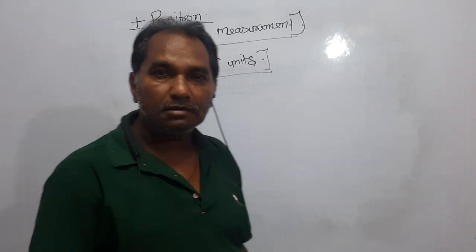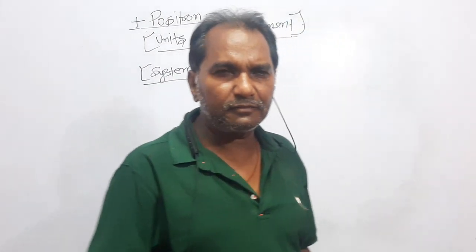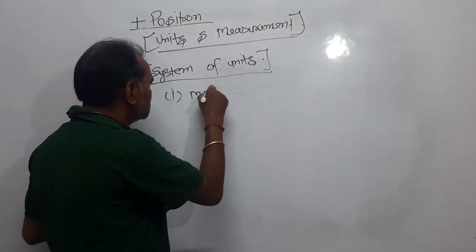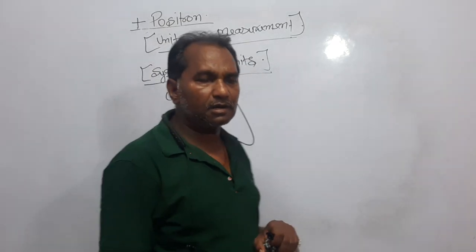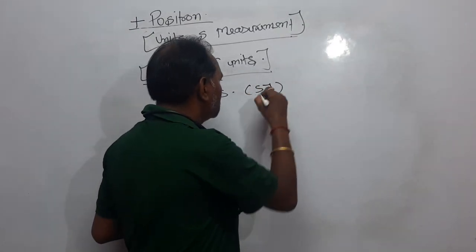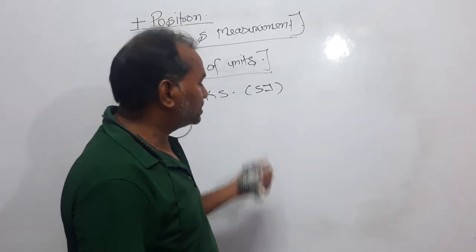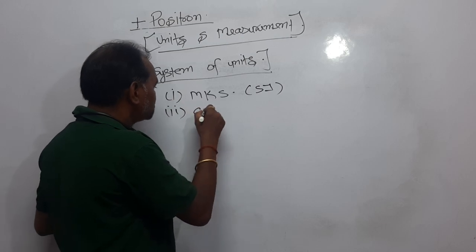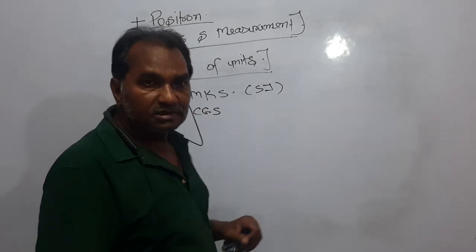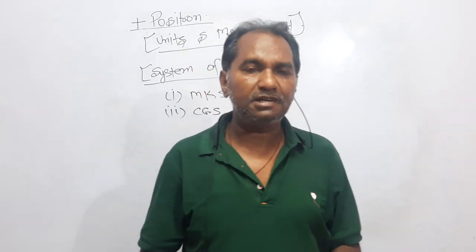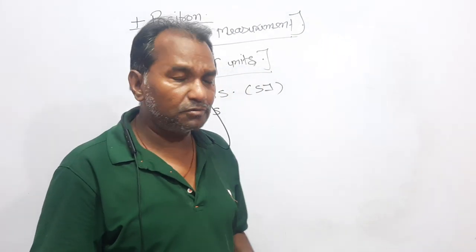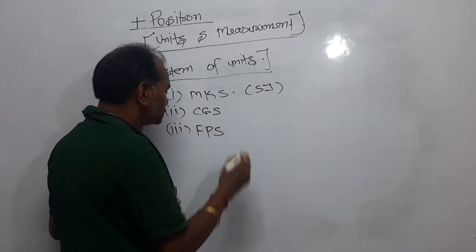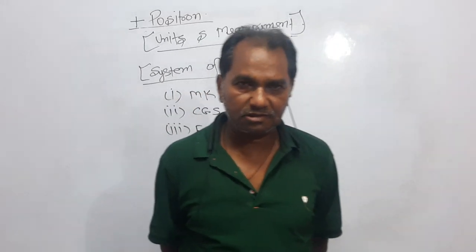System of units. Basically there are three systems of units used across the globe. One is MKS, which stands for meter kilogram second. It is also expressed as SI, that is, Système International. Actually, it is a French term. Second one is CGS, centimeter gram second. Even today it is used in France and Britain, in most parts of Europe. And third one is FPS, foot pound second. This is used in Britain even today.